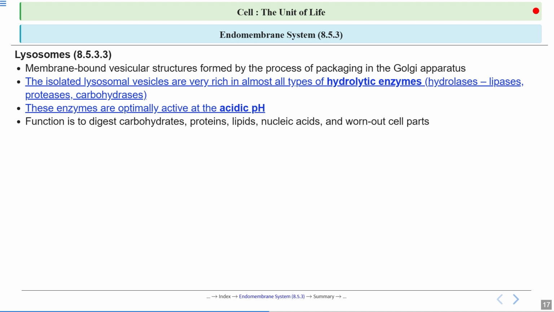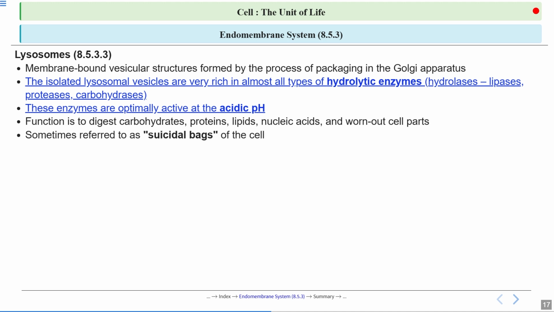So examples of nucleic acid will be DNA and RNA. These are nucleic acids. DNA is a genetic material. DNA is made up of nucleotides. So it is a polynucleotide which are joined together by phosphodiester bonds. Now the worn out cell parts are also digested by these enzymes.